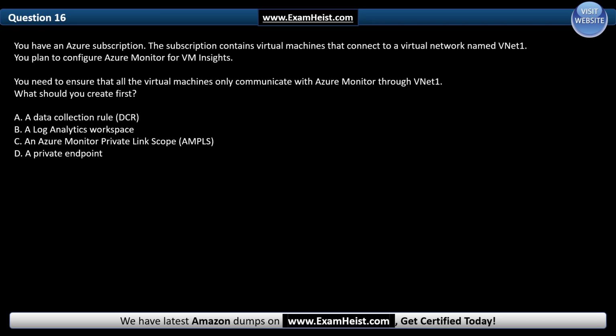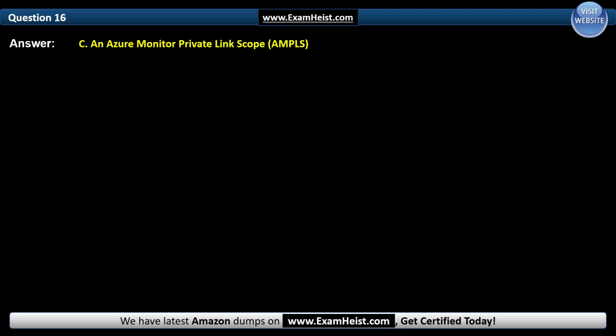Question 16. You have an Azure subscription. The subscription contains virtual machines that connect to a virtual network named VNet1. You plan to configure Azure Monitor for VM Insights. You need to ensure that all the virtual machines only communicate with Azure Monitor through VNet1. What should you create first? The correct option is C, an Azure Monitor private link scope.